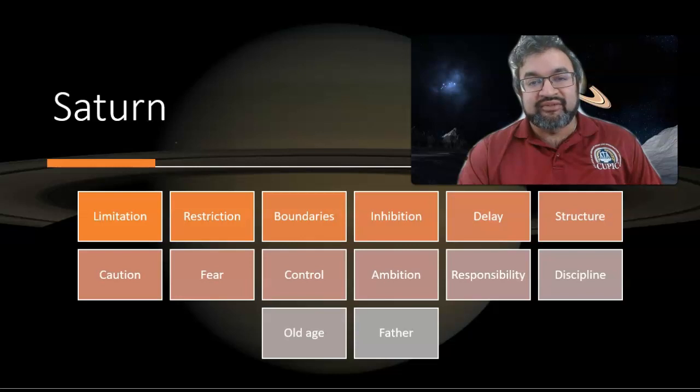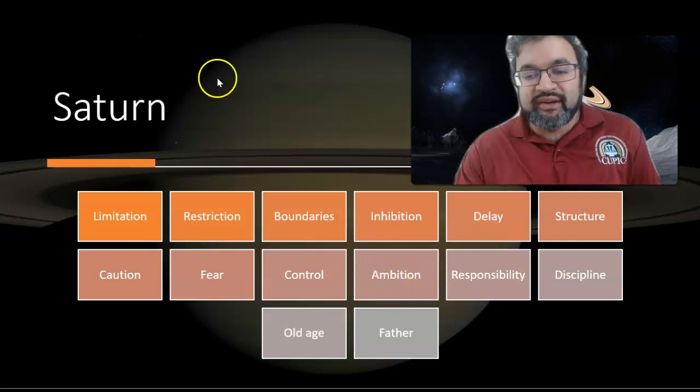Next planet is Saturn. Saturn rules Capricorn, and if you think about Capricorn, kind of a cold sign. I was just describing the difference between Jupiter and Saturn. Saturn is limitation, restriction, boundaries, inhibition, delay, structure, caution, fear, control, ambition, responsibility, discipline, old age, and father. This is kind of interesting. Again, interesting combo. Ambition is not bad.